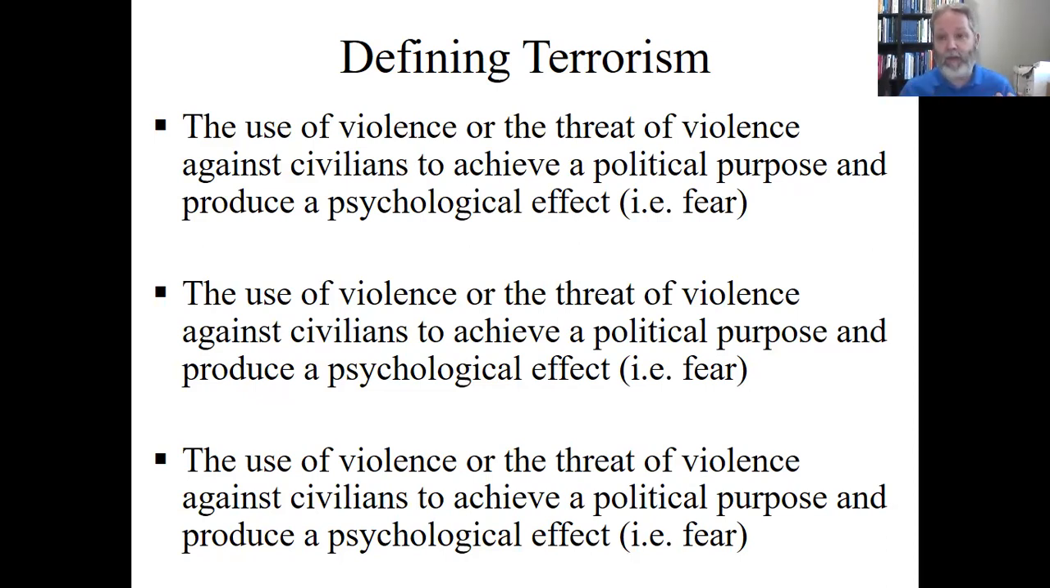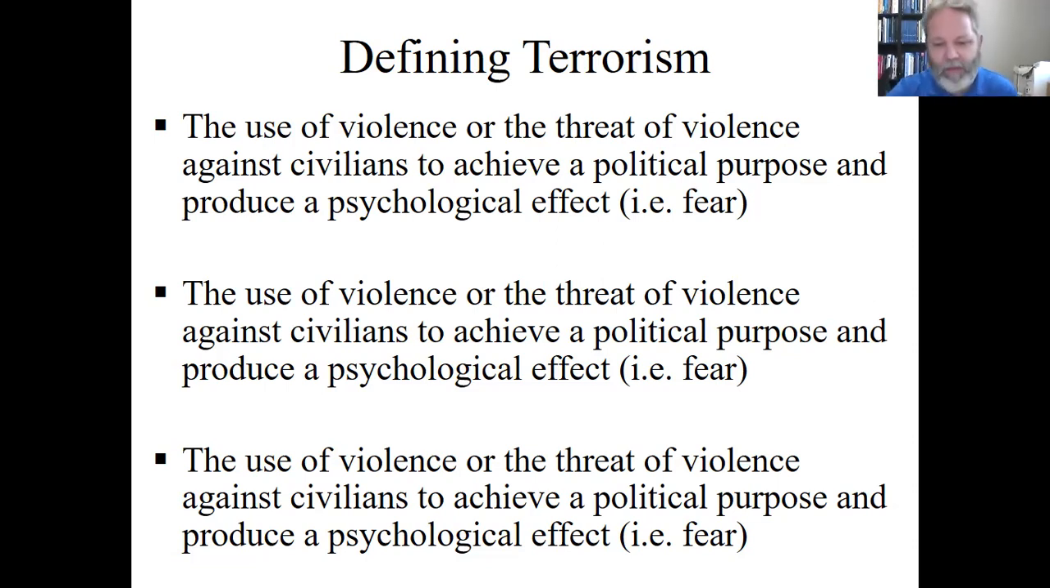Now, if you remember back to our last video, if this was an identification term, you'd be going, okay, Mark, I need some sort of date. Well, you could simply put in the 19th and 20th centuries. So terrorism is the use of violence or the threat of violence against civilians to achieve a political purpose and produce a psychological effect, i.e. fear, in the 19th and 20th centuries. That is the definition of terrorism that we're using in this course.